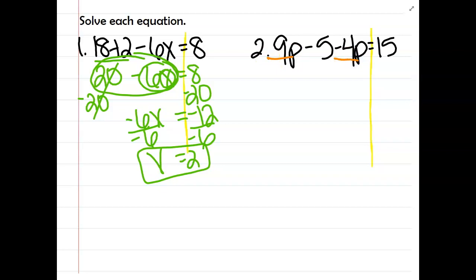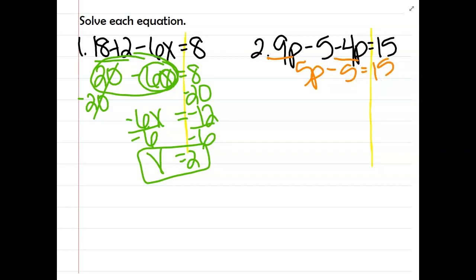It's like you've got 9p here and a negative 4p here. You're just putting them in the same pile. You take 9p minus 4p, which would be 5p. If they're on the same side, just combine them, okay? So you'd have 5p minus 5 equals 15.